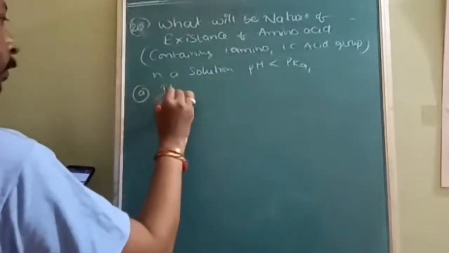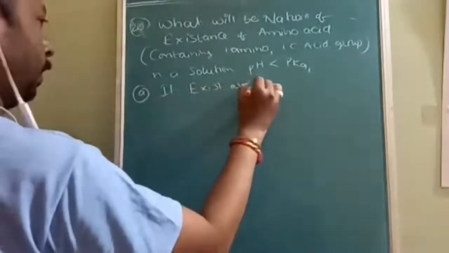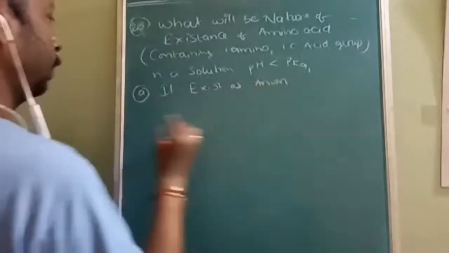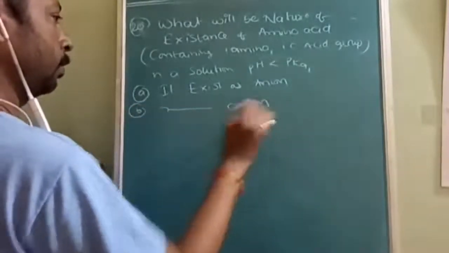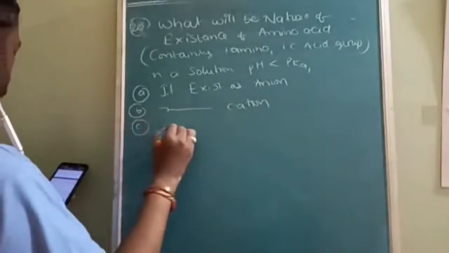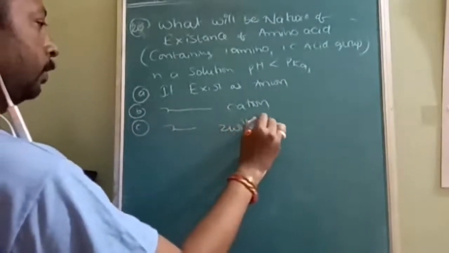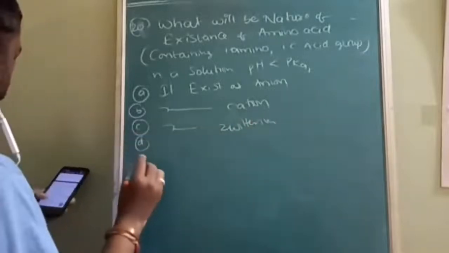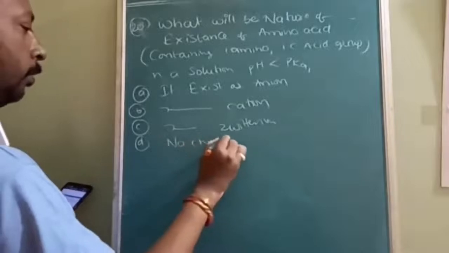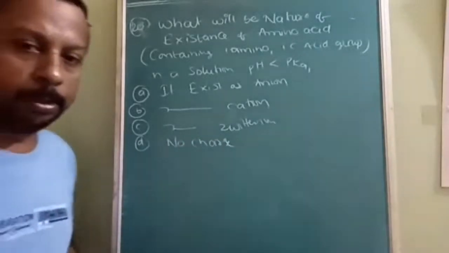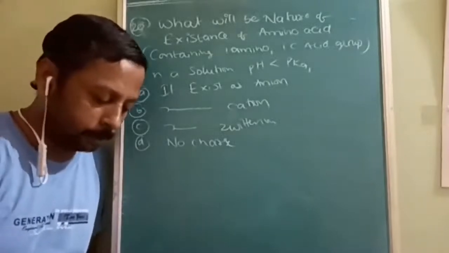A, it exists as anion. B, it exists as cation. C, it exists as Zwitter ion. D, it exists with no charge. Okay, now you can tell me what the answer is. Very simple and direct question.